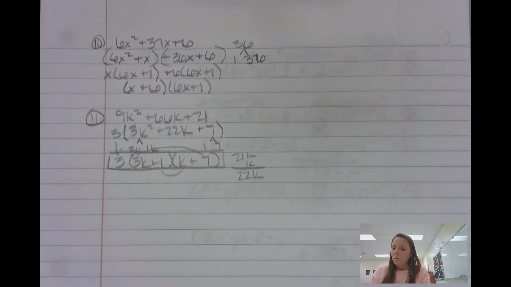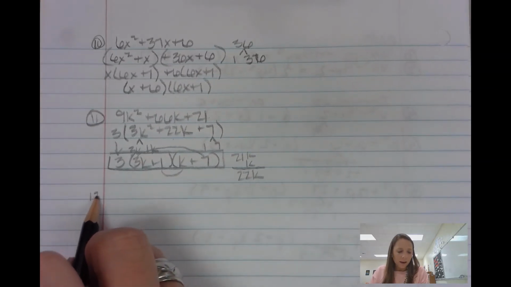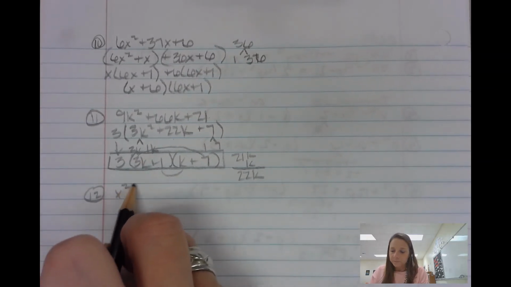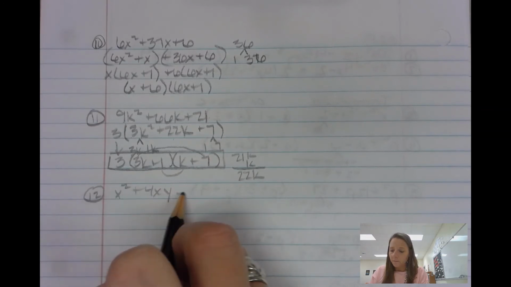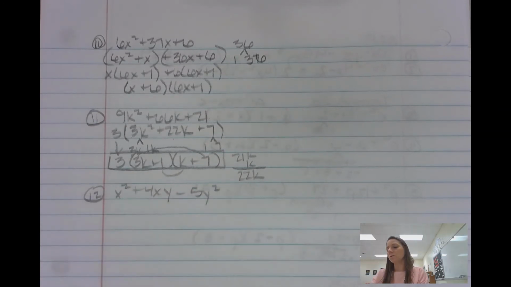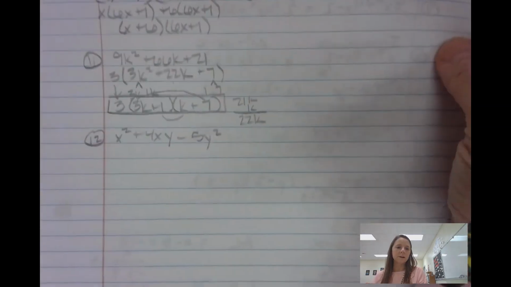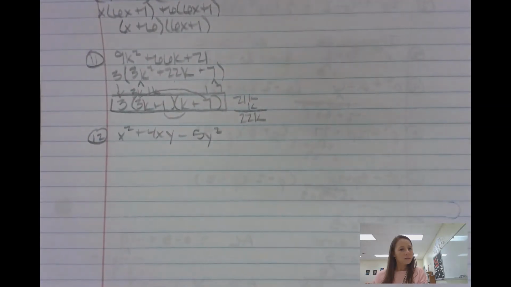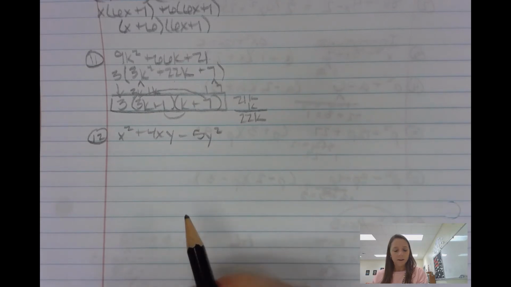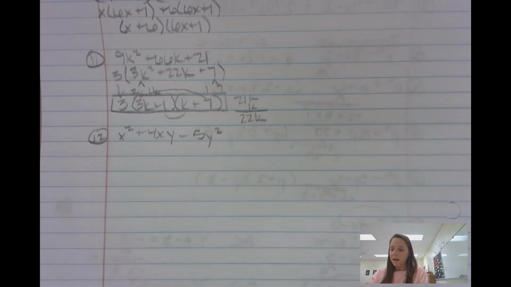Now, we can use that same method. Now, these are going to look a little funky. Do you notice we have 2 variables in here? Don't let it scare you. Okay, you can use the AC method if you want. You can even use trial and error here. It doesn't matter. I'll do the AC first.